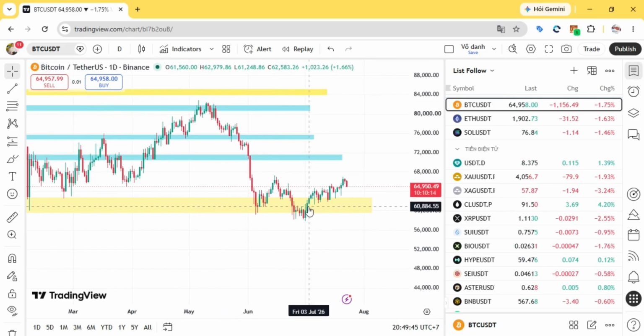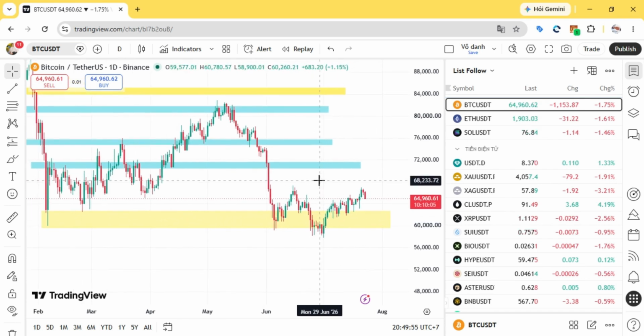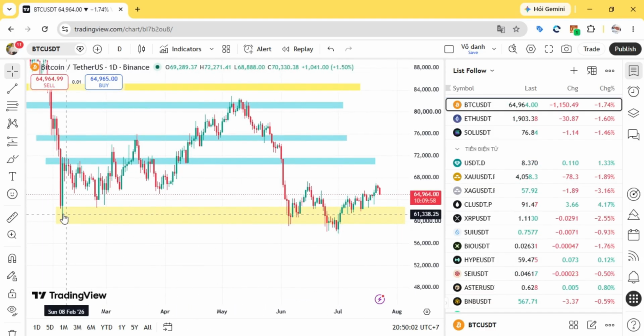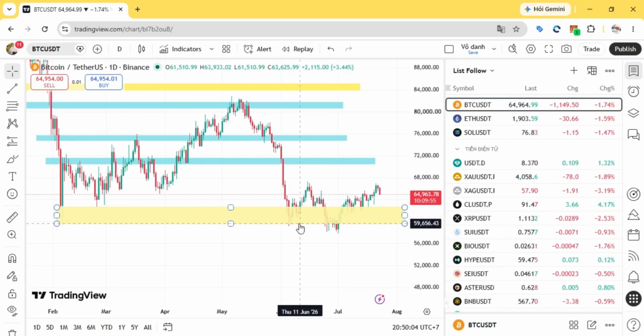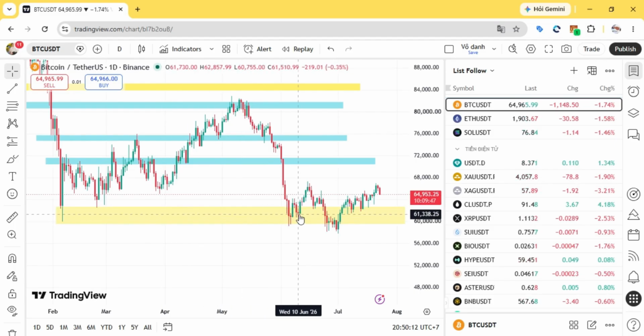At this support zone, we will look for a reversal candlestick pattern. We will open a long position. That means we only go long at the support zone and we will short at the resistance zone when a reversal candlestick pattern forms. For Bitcoin, the zone from 59,600 to 62,500 is the support zone for Bitcoin.